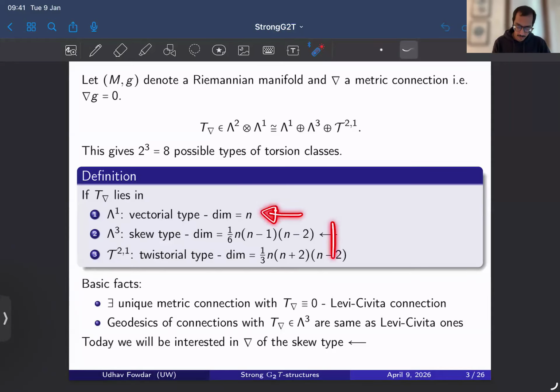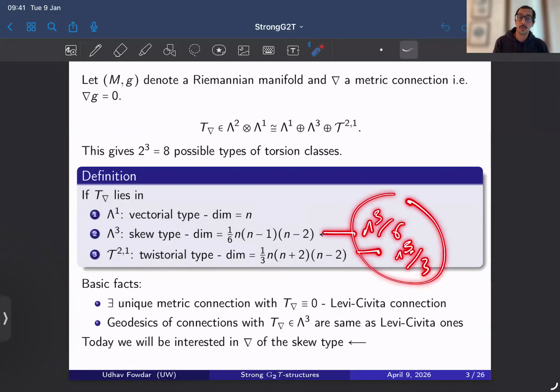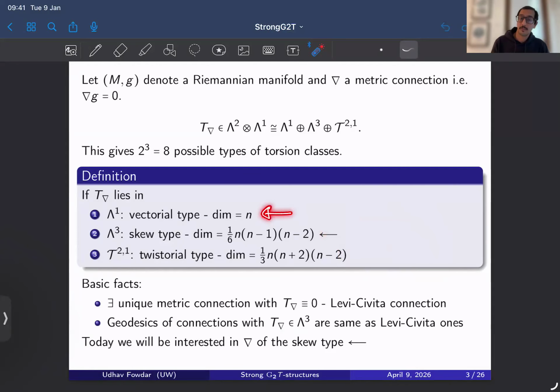The point being that if you would like the connection to have torsion of vectorial type, that means you will need the components of the torsion in the other two spaces to be zero. And that's a lot of PDE, because both of the spaces give a lot of constraints. This behaves like n cubed over 6. This behaves like n cubed over 3. So this is a lot of PDEs that you have to impose. So connections with torsion of vectorial type are usually very constrained.